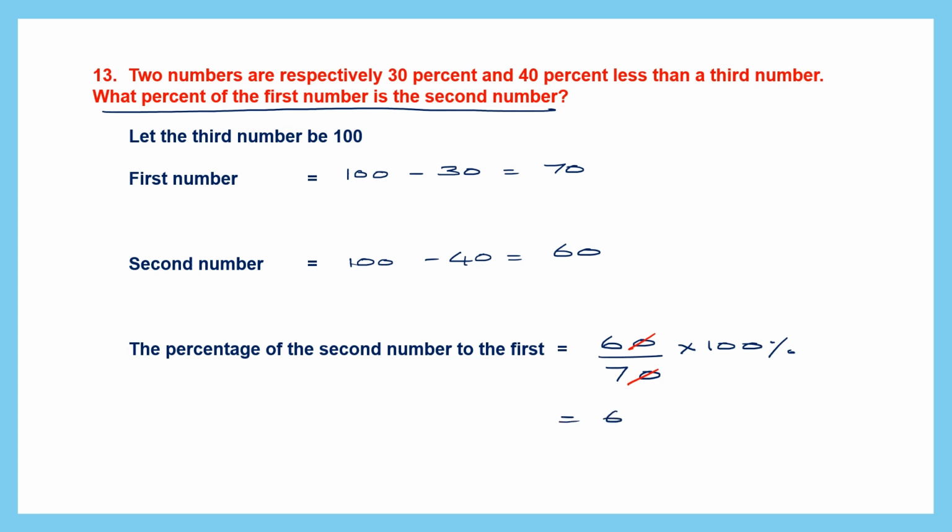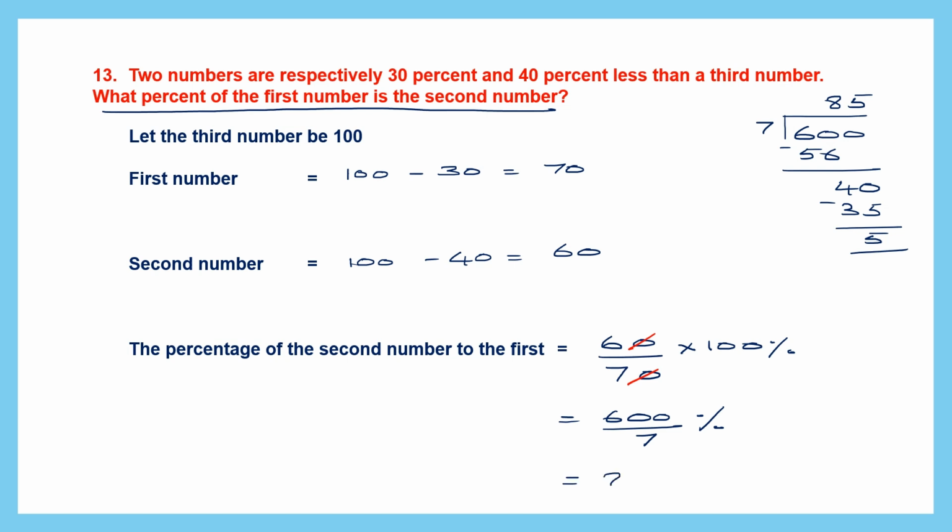6 into 100 is 600 and we divide it by 7. 600 by 7%. So 600 by 7 is an improper fraction. Let's convert it to a mixed number. Let's divide 600 by 7. Let's take 60. 7 eights are 56 minus, now here we get 4, we bring down 0, then 7 fives are 35 minus 5. So our mixed number here will be 85, 5 by 7%. And this is our answer, 85, 5 by 7%.